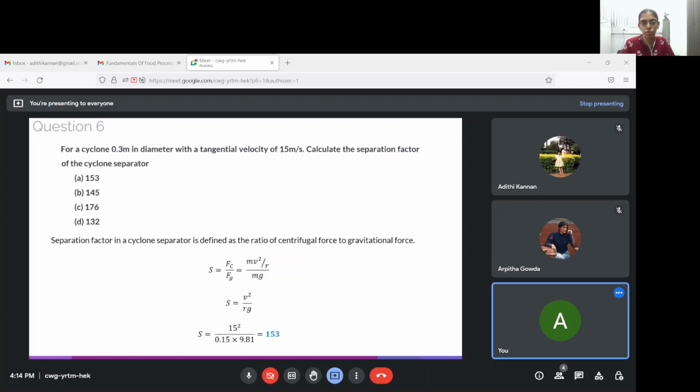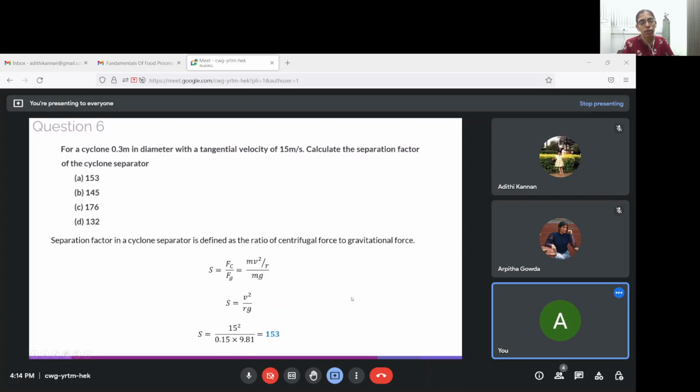So S is equal to 15 squared divided by 0.15 times 9.81, because we need to use the radius and not the diameter. When you calculate this, you get an S of 153. So the answer to this question is option A. What happens when you use a larger cyclone separator is that, for the same velocity, your R will be higher. Since R is higher and V remains the same, your S will go down.